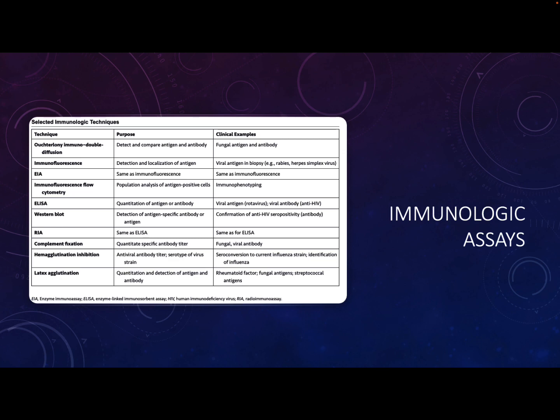But as we talk more about the different infections, we'll talk more about how they're diagnosed. They do give you some examples here for ELISA and Western blot, things like rotavirus, HIV, Lyme disease. A lot of those are diagnosed that way.